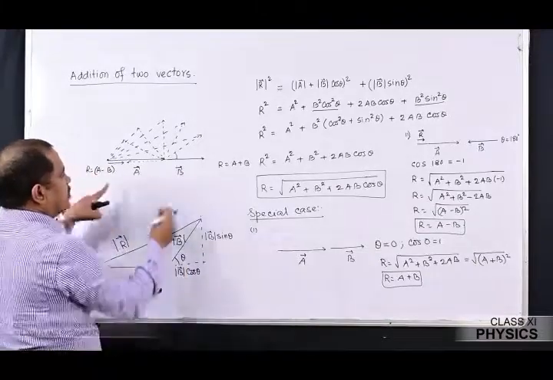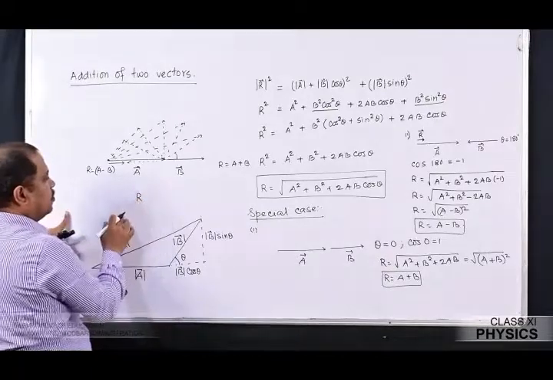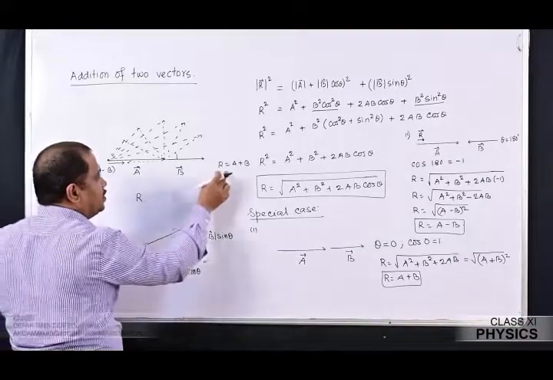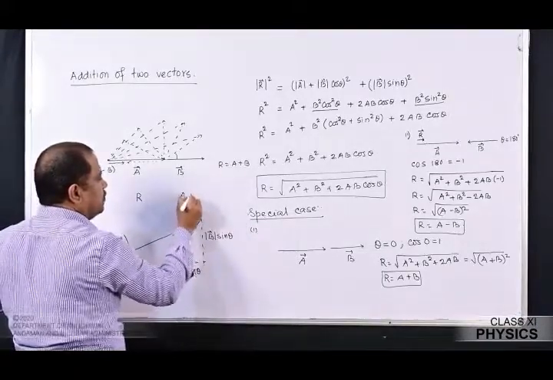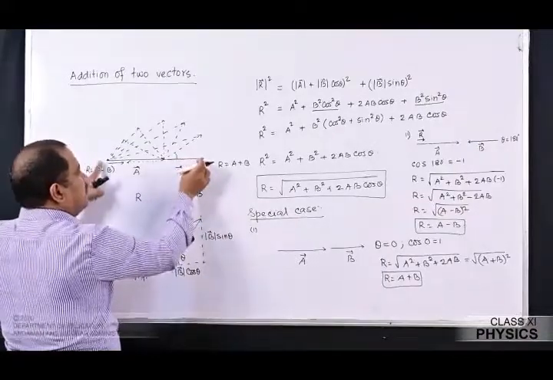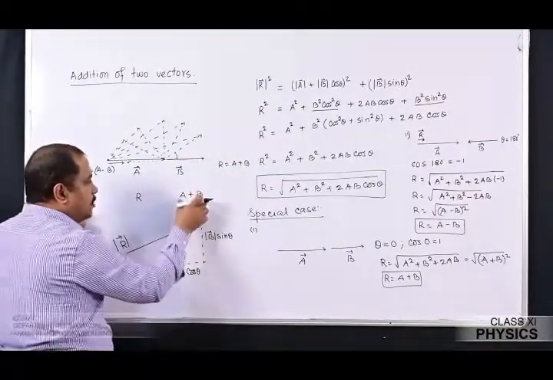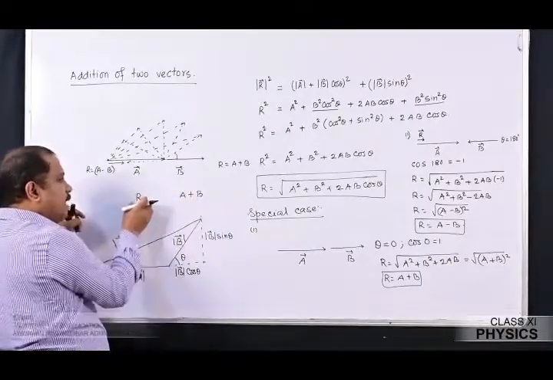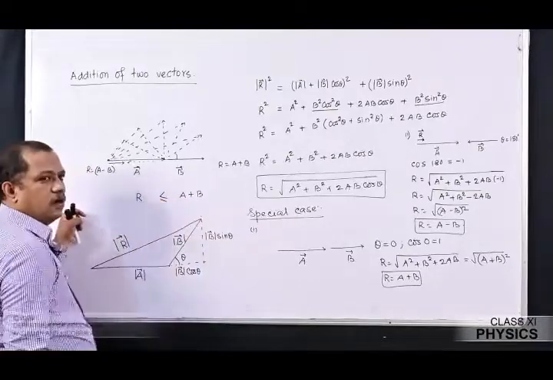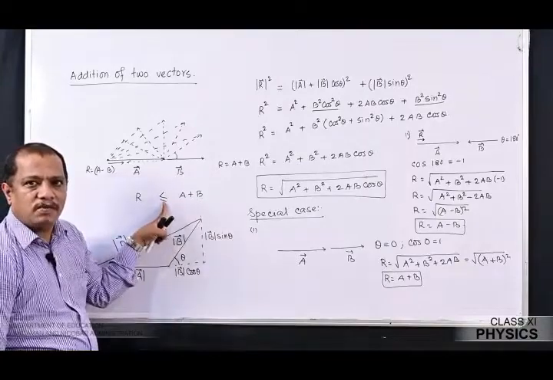So that means the sum of the two vectors can have a resultant magnitude which can have a maximum of A plus B. At the same time, the sum can be less than A plus B also, depending upon the angle made by the two vectors. So maximum can be A plus B, otherwise the magnitude of the resultant can be less than A plus B.